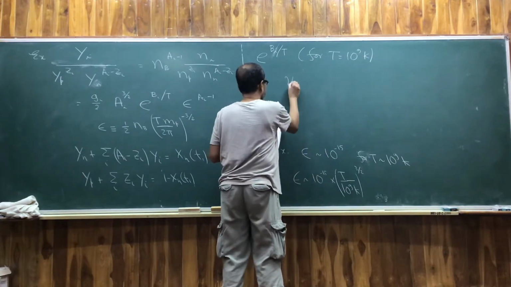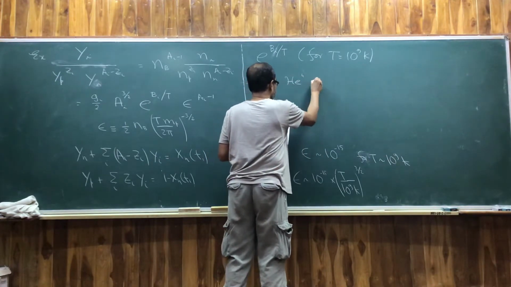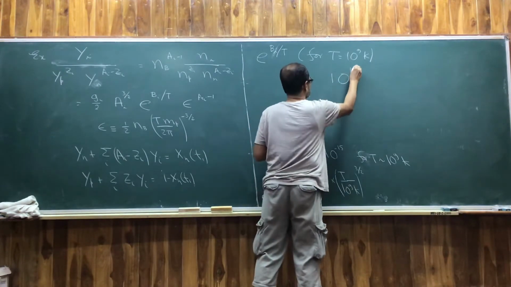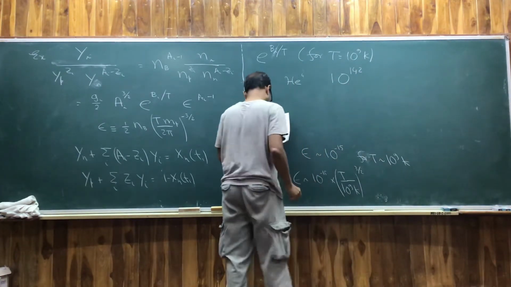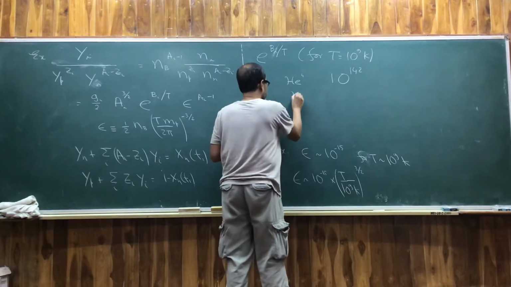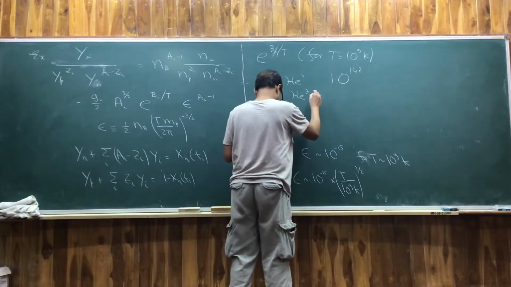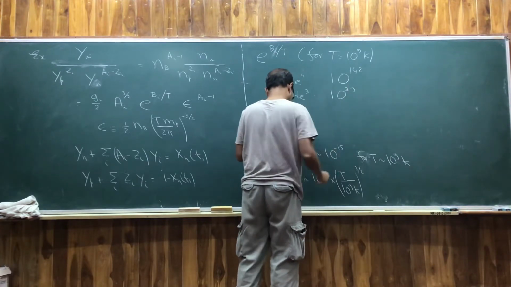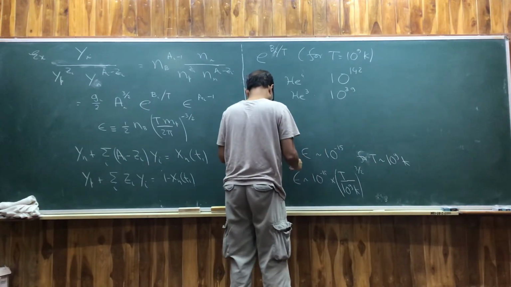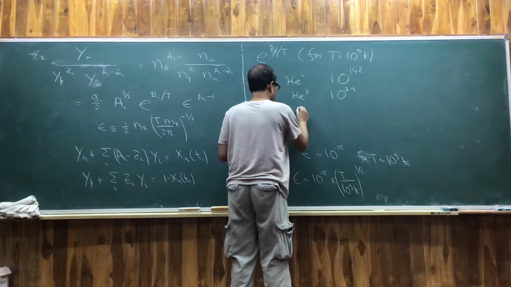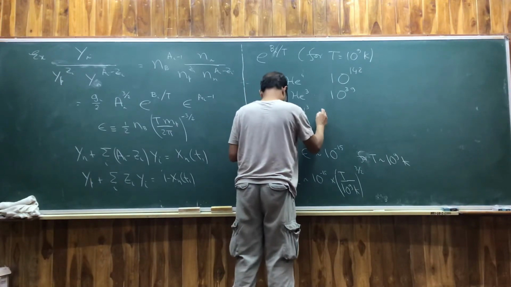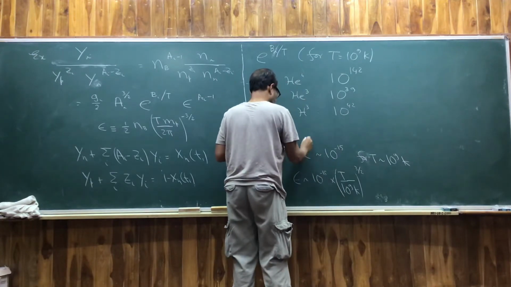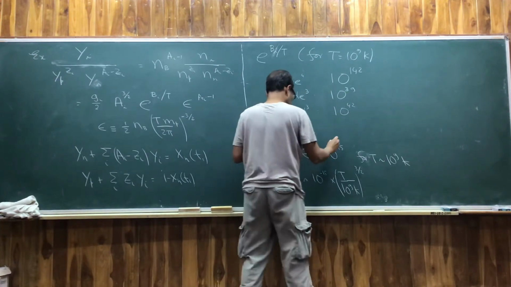For helium 4, 10 to the 142. Helium 3 is 10 to the 39. H3 is 10 to the 42. And for deuterium it is 10 to the 11.